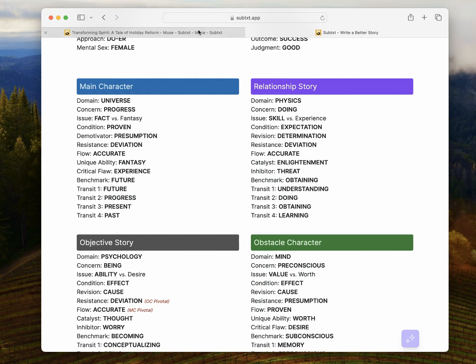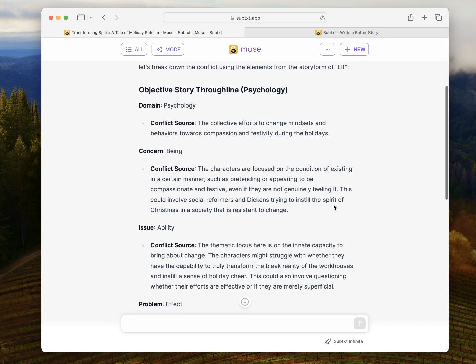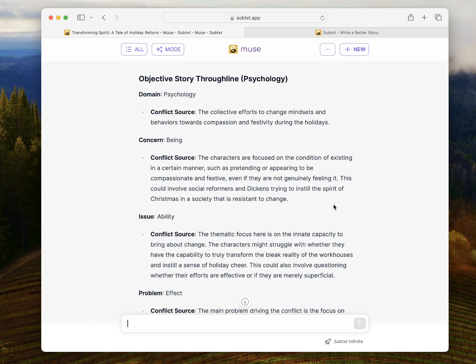Yep, that's right. And what that means is the characters are focused on the condition of existing in a certain manner. So you can think of this as being cheerful, being in the holiday spirit. And so that's like where all the story is focused towards. Not necessarily that somebody would say, hey, we need to be in the Christmas spirit, but no, that's where the story is headed. Such as pretending or appearing to be compassionate, invested, even if they're not genuinely feeling it. So that would be cool. This could involve social reformers and Dickens trying to install the spirit of Christmas in a society that is resistant to change. Cool. So that's a little more refined look at the conflict.